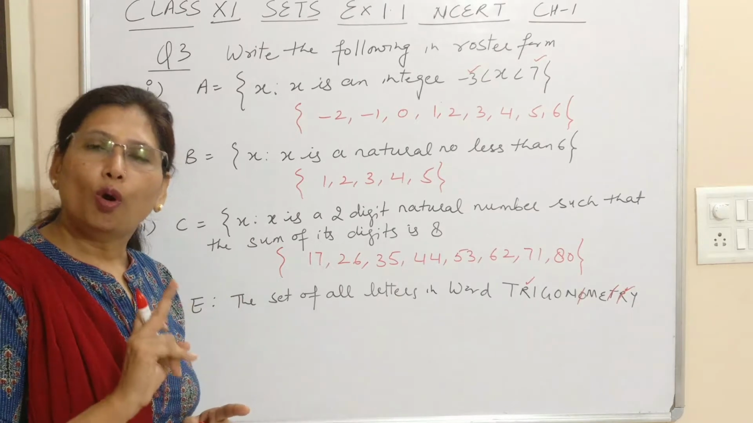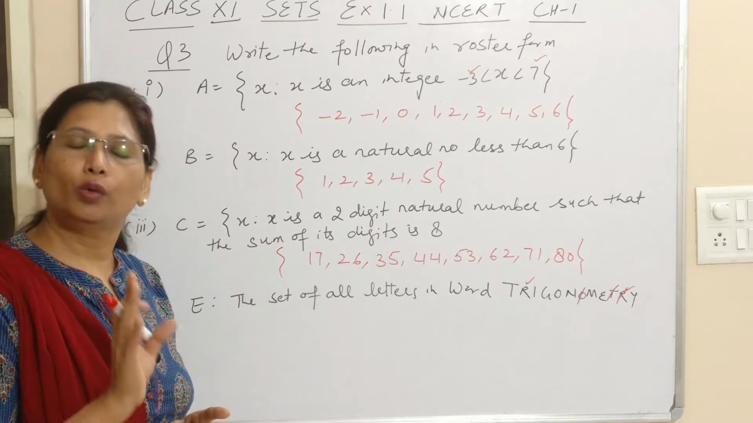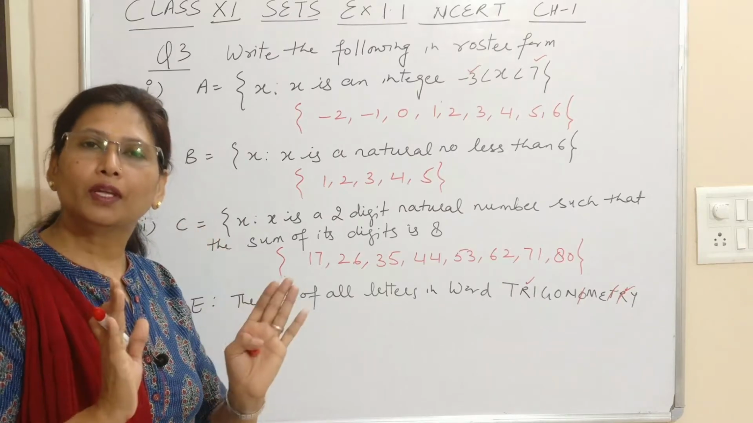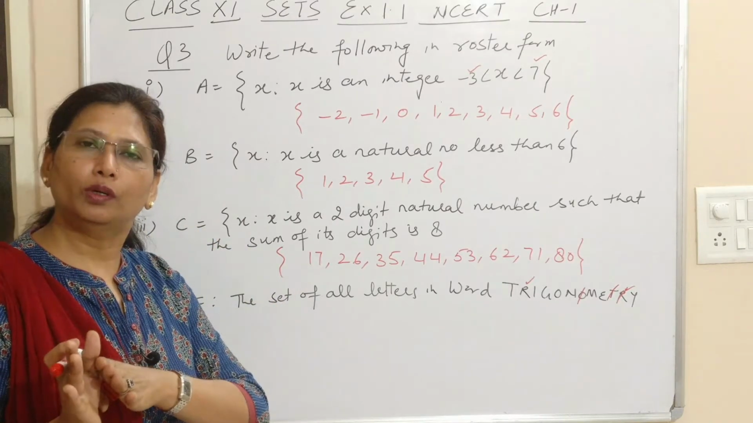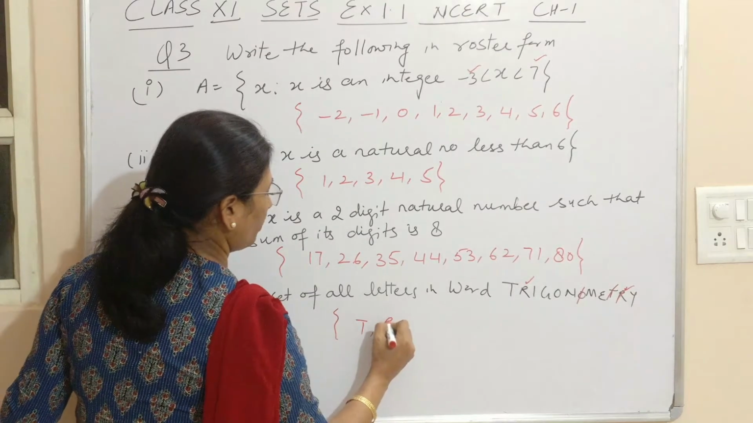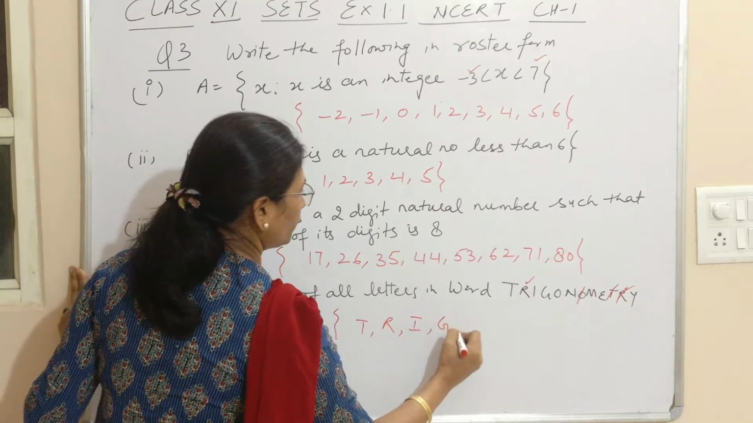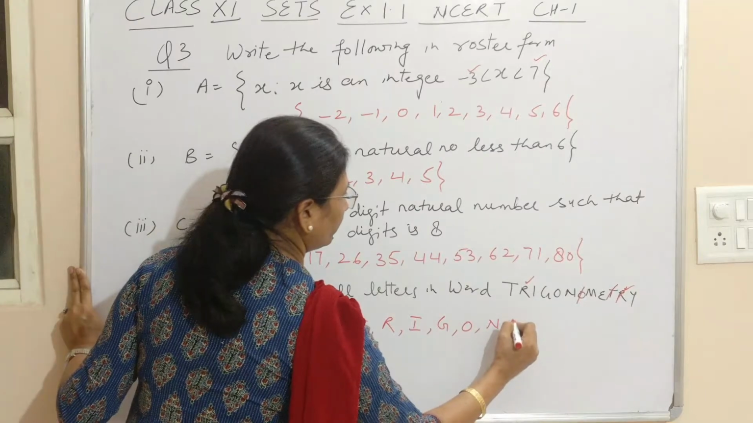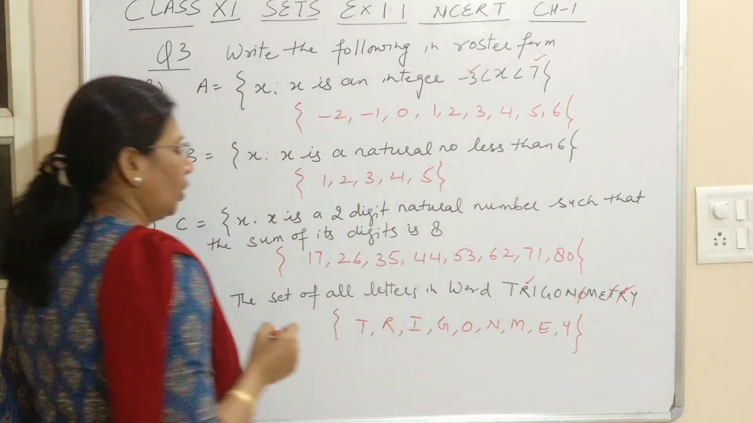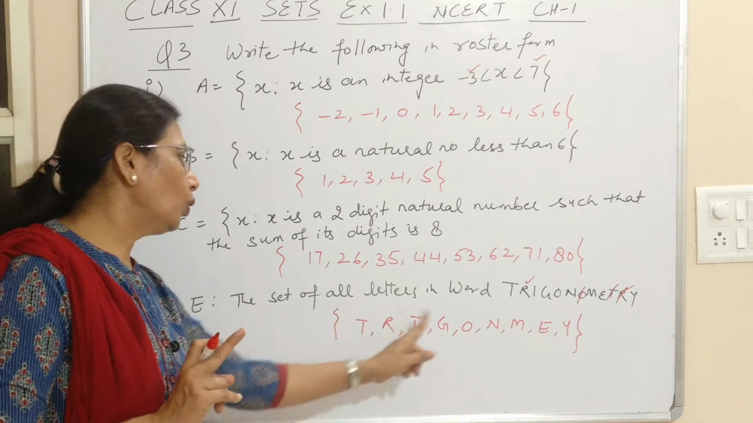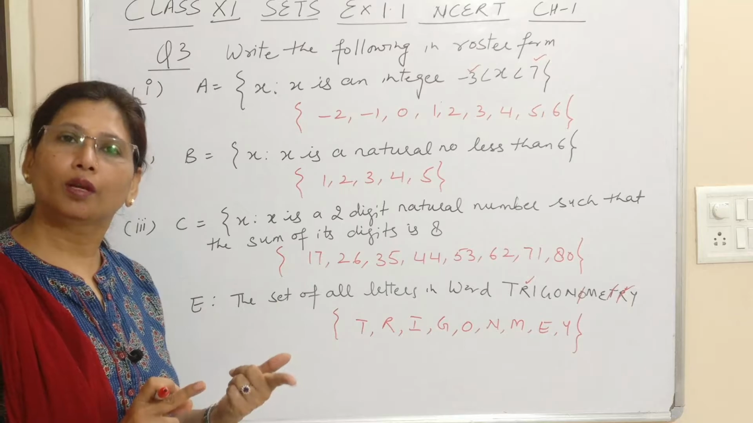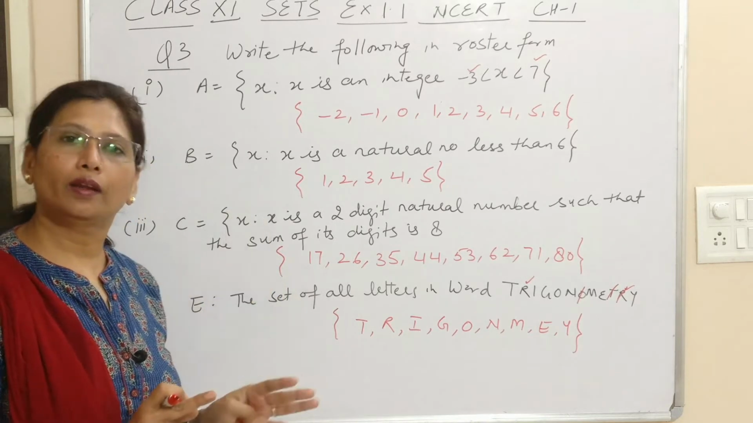The order of the alphabets doesn't matter. You can write in any order. If I am writing T first or O first, it doesn't matter. I am getting all the alphabets which are there in the word in roster form. So the collection will go like this: T, R, I, G, O, N, M, E and Y. We just have to keep a check that no alphabet is repeating. If it is repeated, we should remove it. So this is the way that we write in roster form.